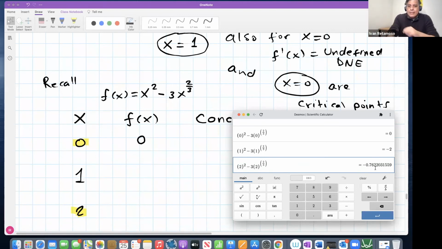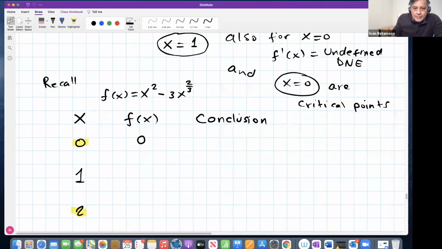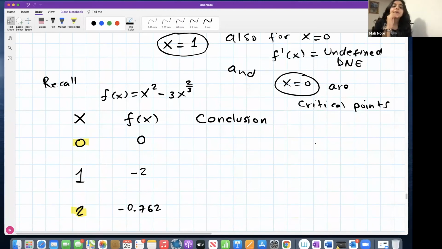So let's write out our result. 0, minus 2, and minus 0.762. Let's write it out here, okay? So 0, minus 2, minus 0.762, right? Now look at the overall. What is the highest value? Anybody could tell us what is the highest value for a conclusion? 0. Excellent. This 0 is the maximum, absolute maximum, right?